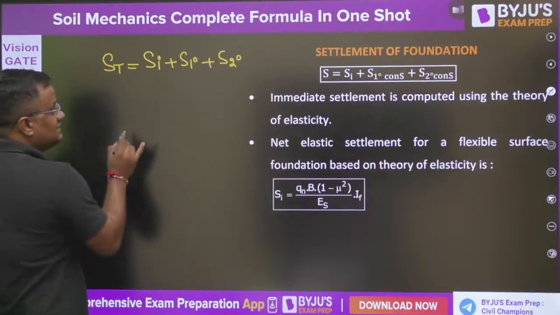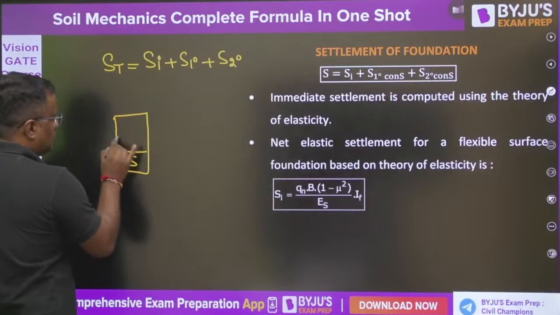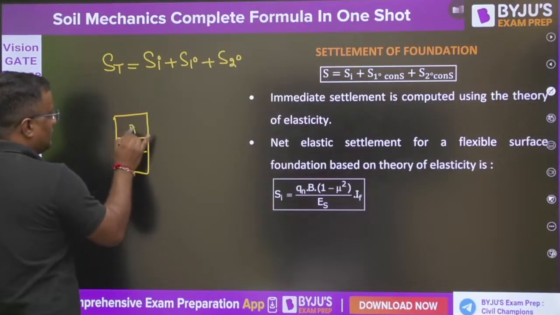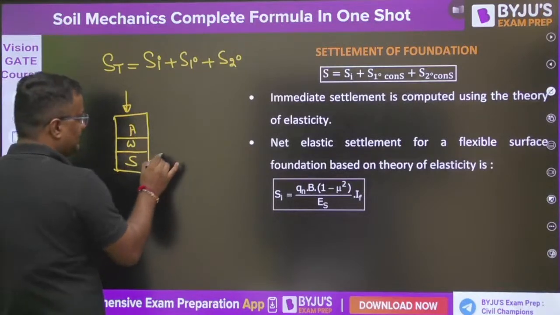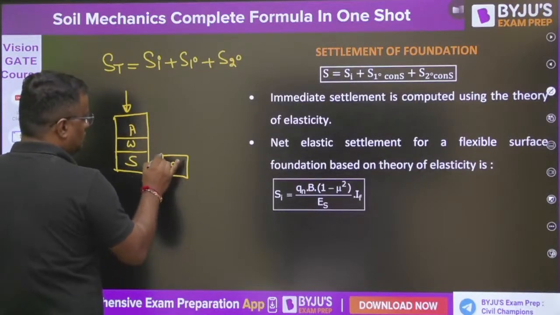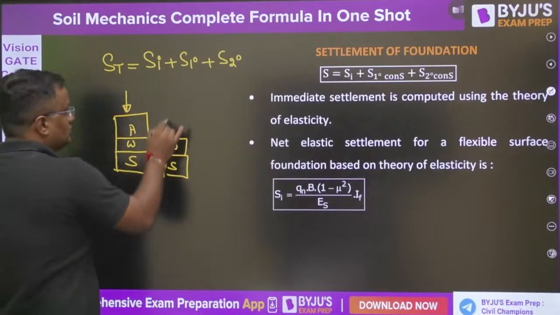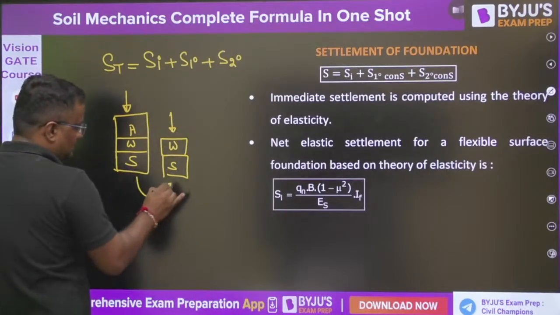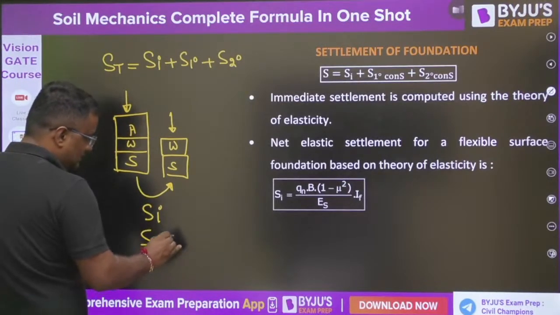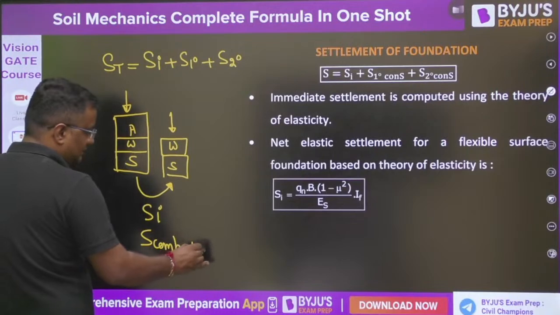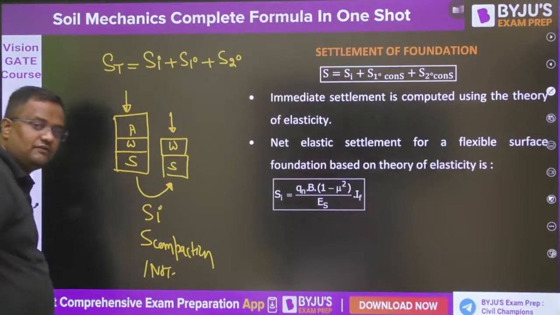Now what is immediate settlement? Suppose the soil is like this: solid, water, air. I apply the load. Initially what happens? Compaction takes place, so air voids will be removed. So this is immediate settlement, the compaction settlement. This is instantaneous, very fast.